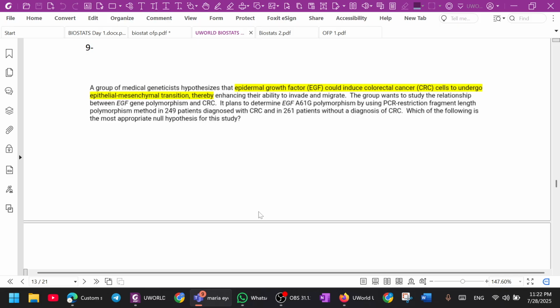It plans to determine EGF A61G polymorphism by using PCR restriction fragment length polymorphism method in 249 patients diagnosed with colorectal cancer and in 261 patients without diagnosis of the colorectal cancer. Which of the following is the most appropriate null hypothesis for this study?